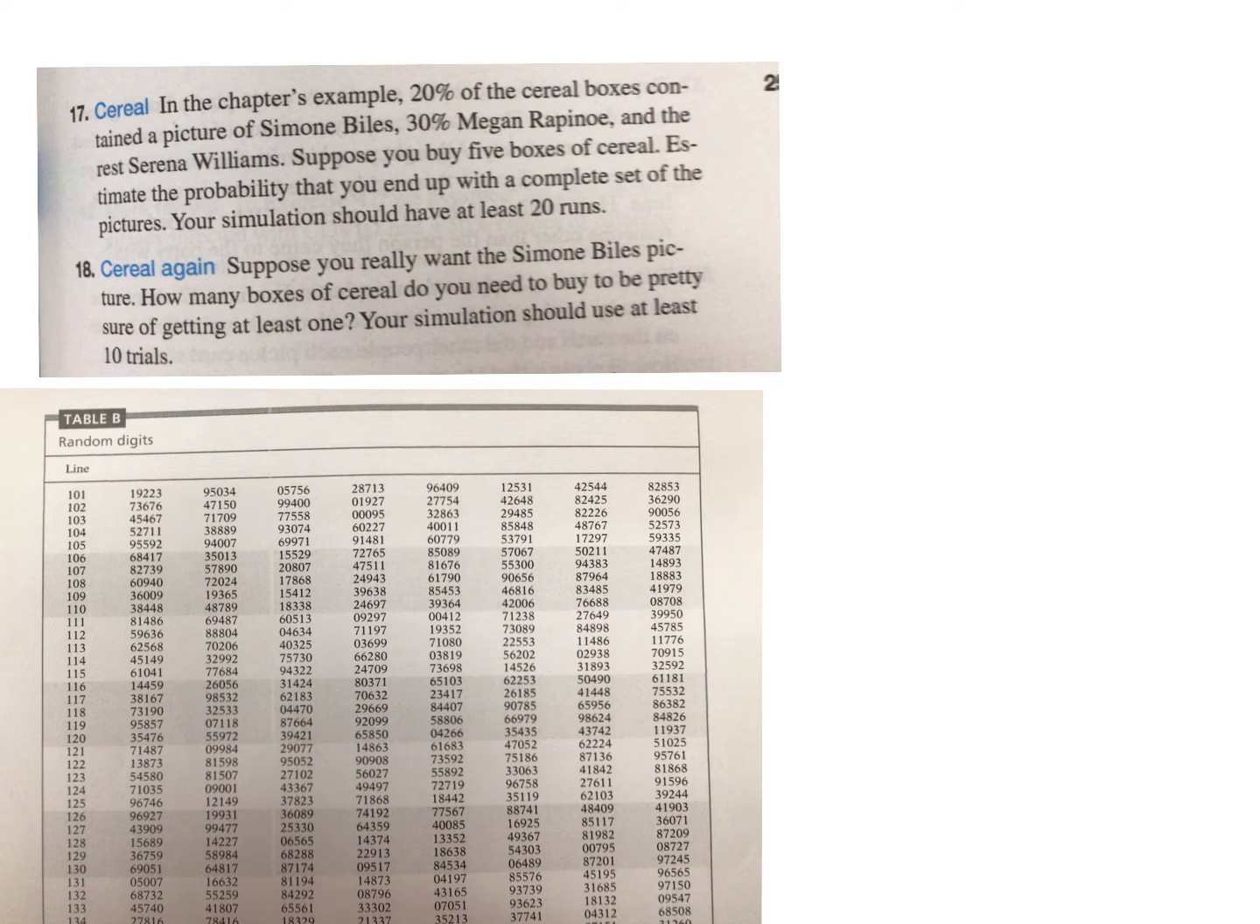So, if you read the chapter, the example was about cereal boxes and getting trading cards out of them. 20% of the cereal boxes contain a picture of Simone Biles, 30% Megan Rapinoe, and the rest were Serena Williams. Suppose you buy 5 boxes of cereal. Estimate the probability you end up with a complete set. What does the complete set mean?